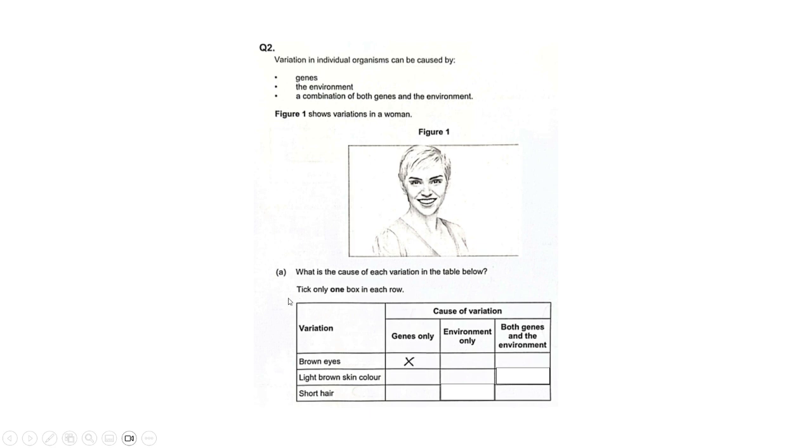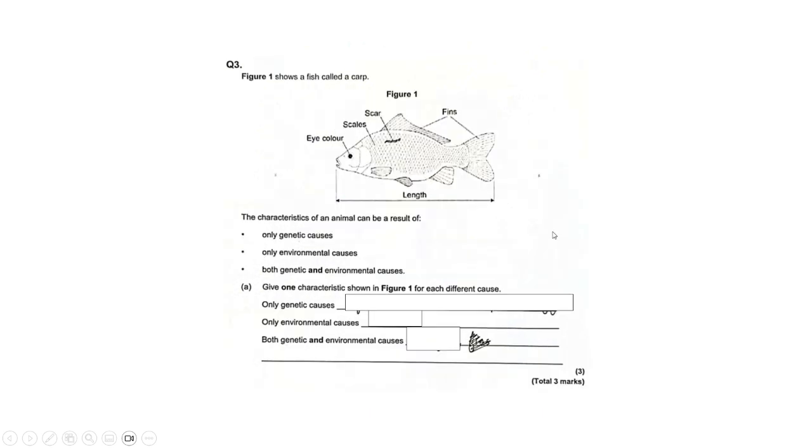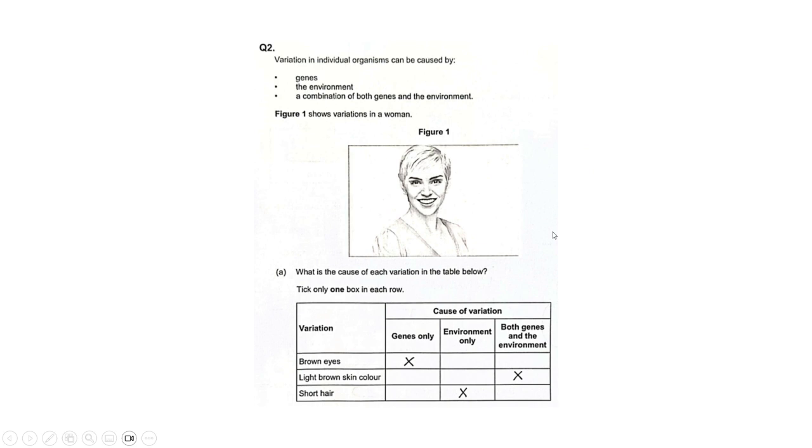The light brown skin color is both genes and the environment. You have a natural skin color that is genetic, that you inherit from your parents, but it also depends on the environment. You're going to get darker if you live in a very sunny place. You may be a bit paler if you live in a place that is not as bright. Short hair is caused by the environment. It's a decision that you're making to cut your hair short or to leave it long. So these are the answers you had to give to get 3 marks.